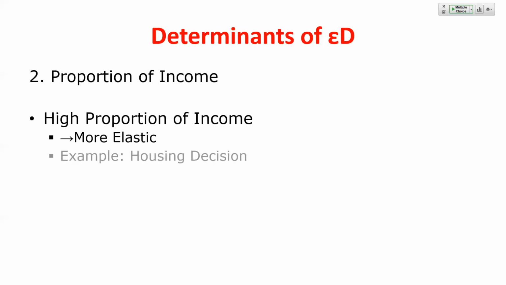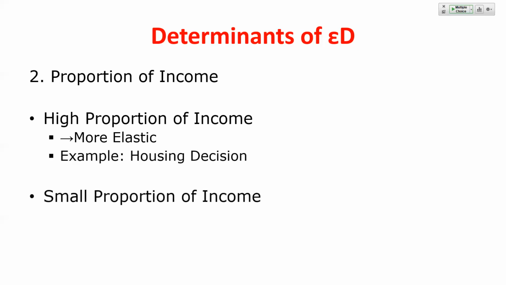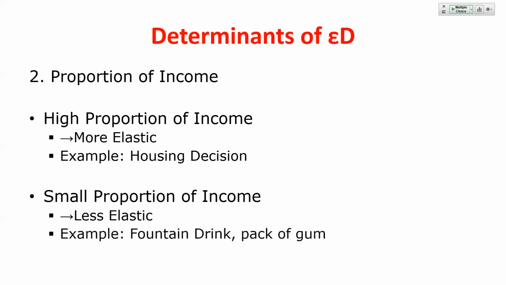So that was kind of the idea: I have a small portion of my income, so I'm going to be less elastic. I'm not going to be as responsive to price changes. This was the idea of a pack of gum or something, a fountain drink or something like that.